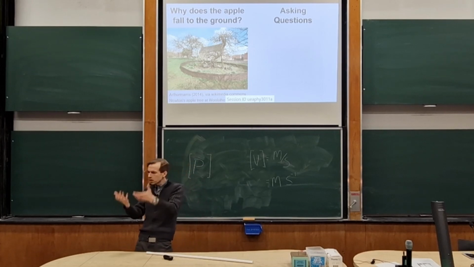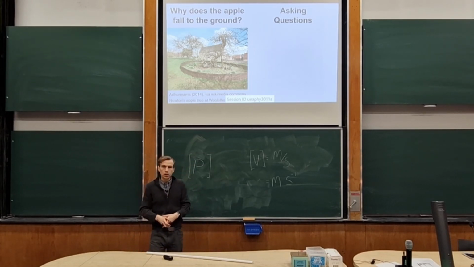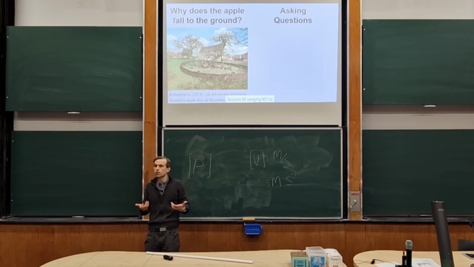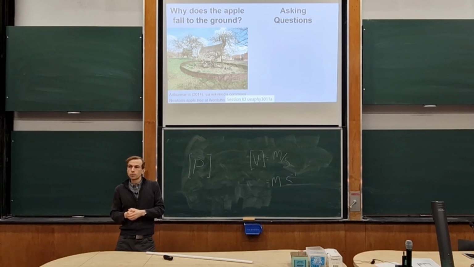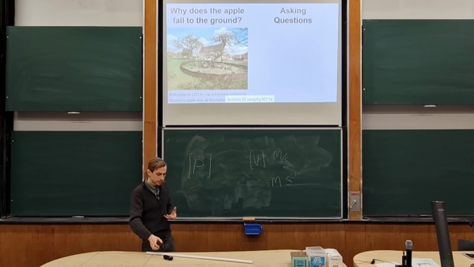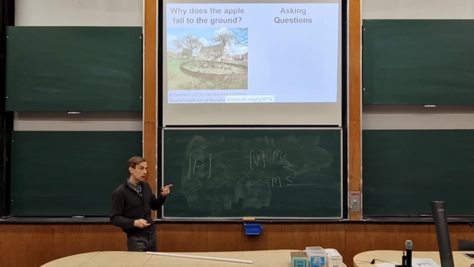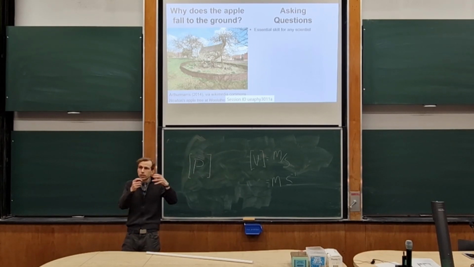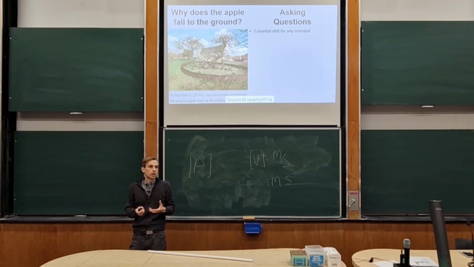That would be weird. It's going to fall down. So it really does take a lot of creativity to ask something like, well, why does it fall? And that skill is really essential to becoming a scientist. There's a few points I'd like to make about this. So it really is an essential skill for becoming a scientist.